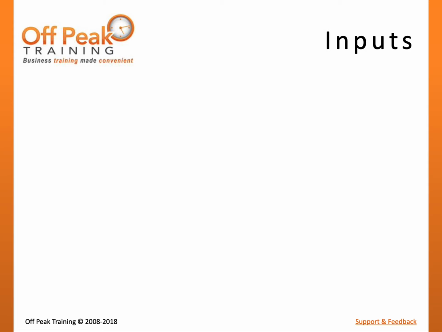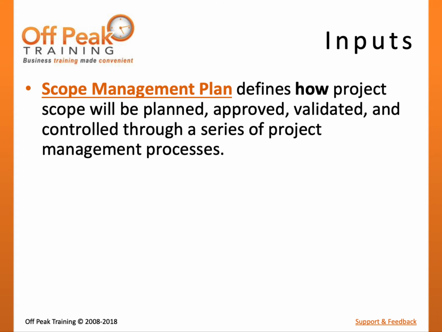There are 4 inputs to the define scope process. First, the scope management plan should describe how this process should be performed. This considers the uniqueness of the project environment to define who should be involved, which tools and techniques will be utilized, the way results should be documented, and the way in which the process may be iterated.